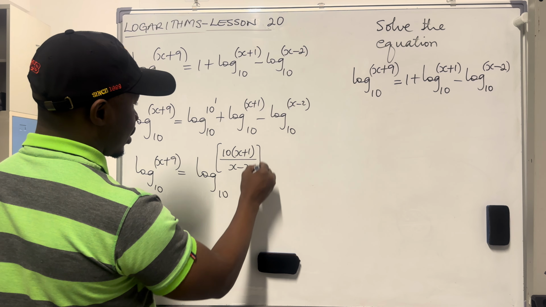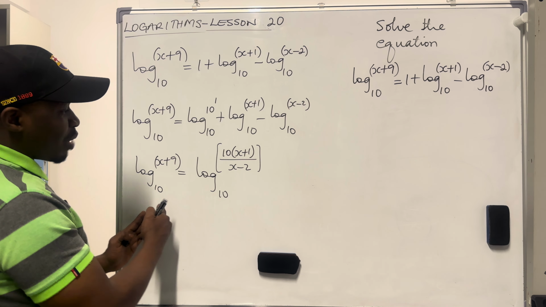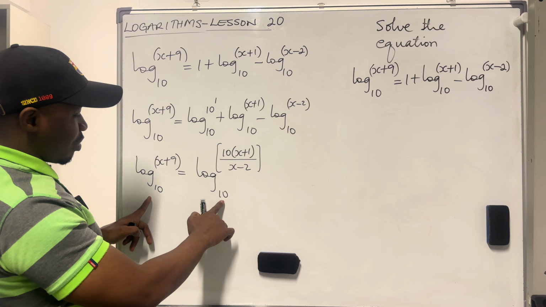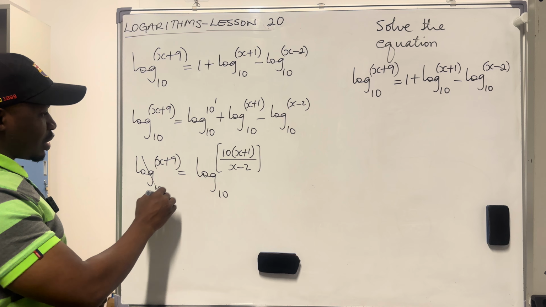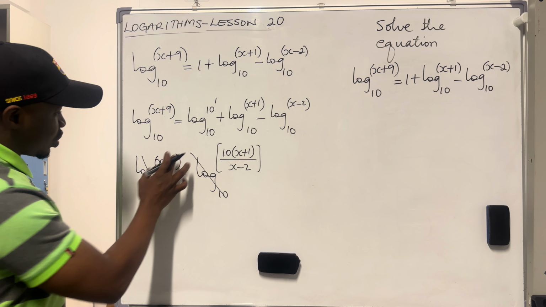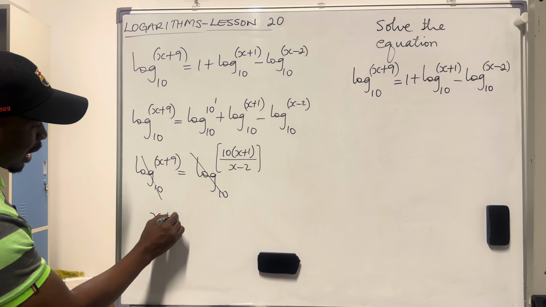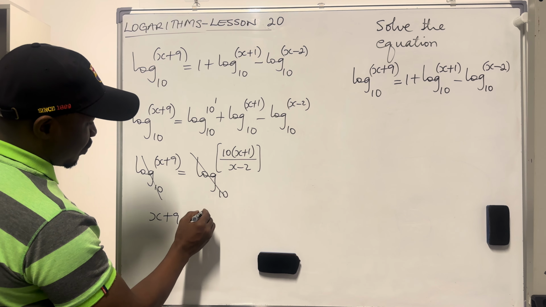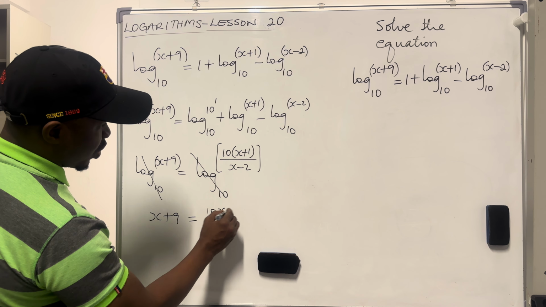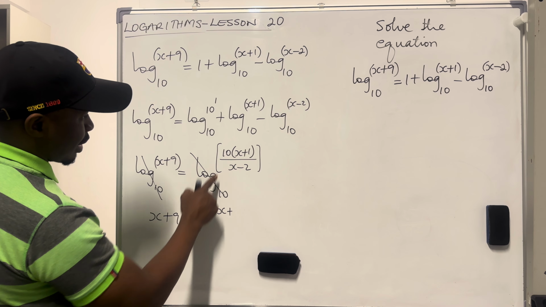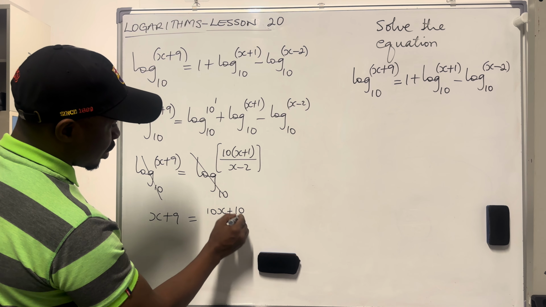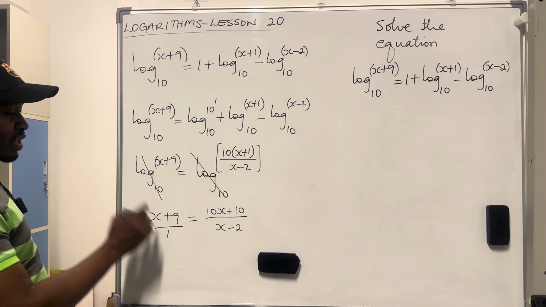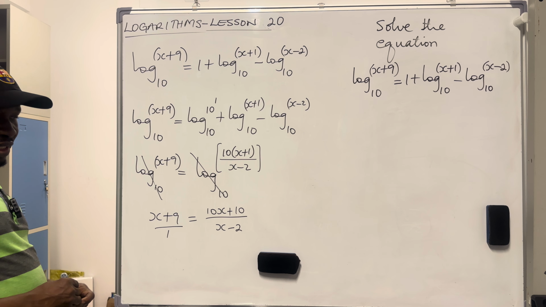Okay, so one term equals one term. One log equals one log, and the bases are the same. So this drops this one. We are left with x + 9 equals, this one will give us 10x + 10, since 10 times x is 10x and 10 times 1 is 10, over x - 2. I hope it is clear.